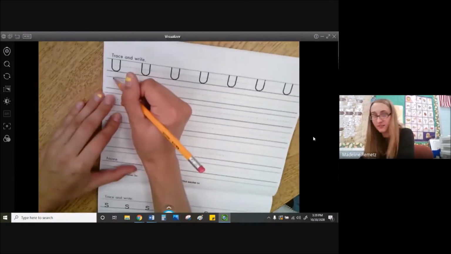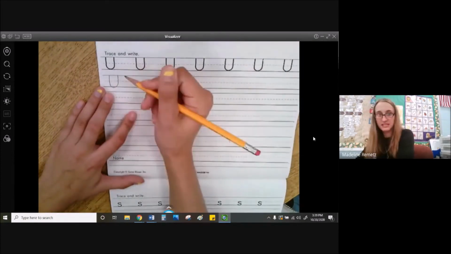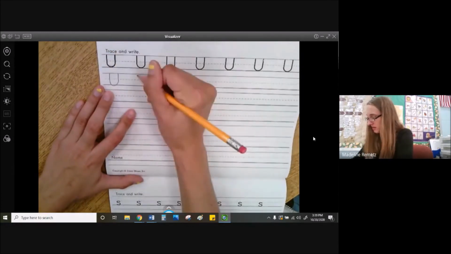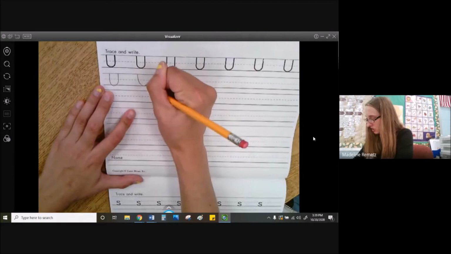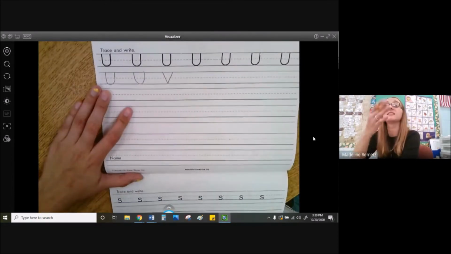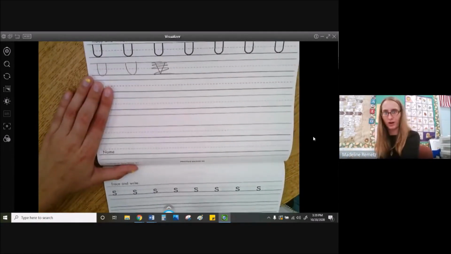Uppercase U is starting from the top and ending at the top. It's kind of like a skateboarding ramp, isn't it? Where you start at the top, go down and shoot back up. But it's not diagonal because that would make an uppercase V. Yes, and we cannot have that. I won't stand for it.